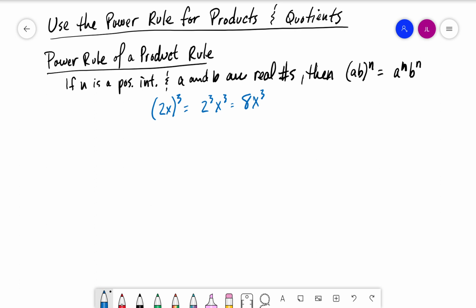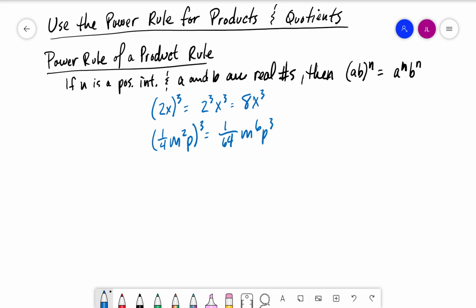Another example we might have, let's say we have 1/4 m squared p, and this is all to the third power. Well, then we're going to have 1/4 times 1/4 times 1/4, so 4 times 4 is 16, times 4 is 64. So we're going to have 1 over 64. Now, m squared to the third is m to the sixth, and p to the first, cubed, is p cubed. Now, that's using the product rule.